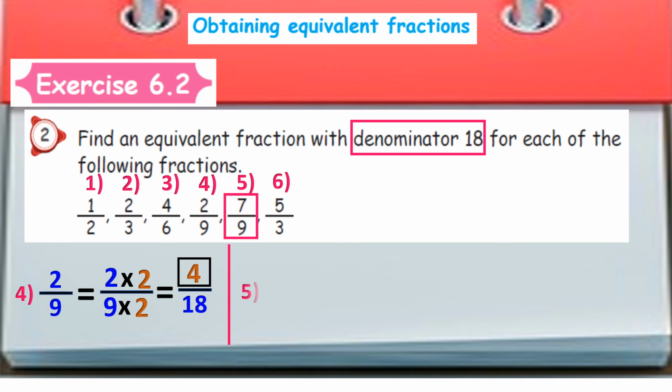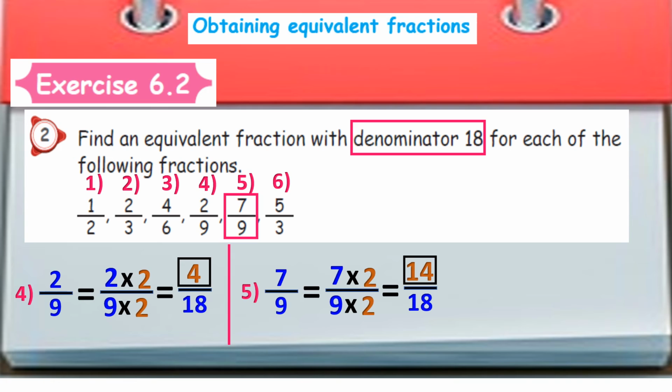That is also the very easiest sum, because just now only we have found out. See, once again 9 only. So in the fourth sum also we have done with 9 only as a denominator. Here also, let us multiply once again with 2 only. At the top, 7 twos are 14. 14 by 18 is the equivalent fraction for this fifth sum, that is 7 by 9.